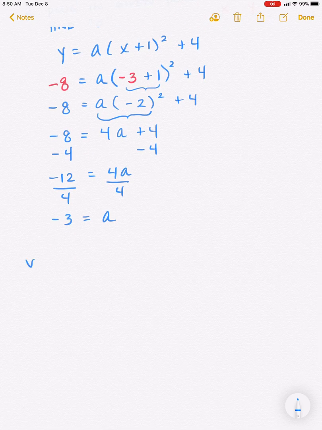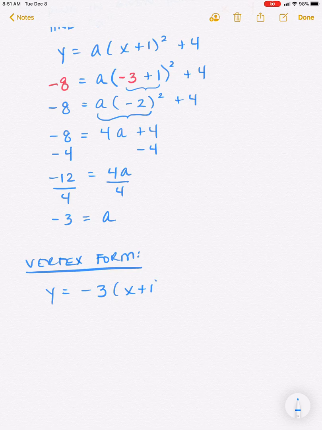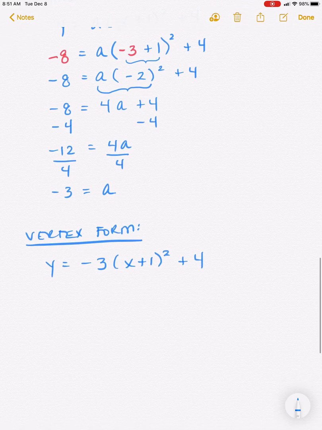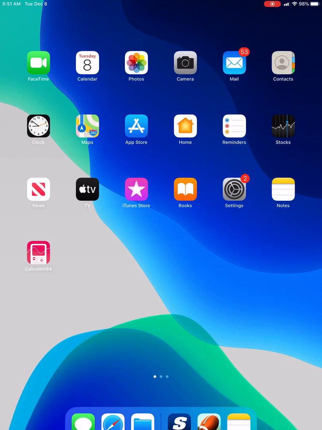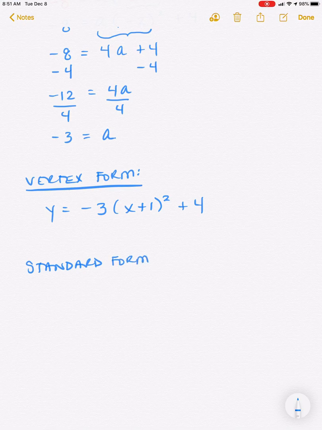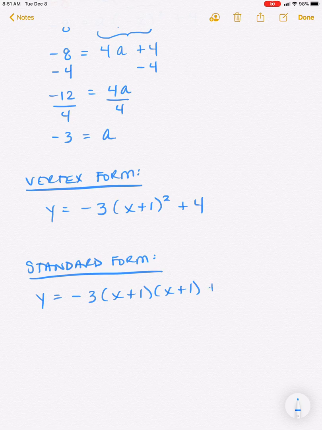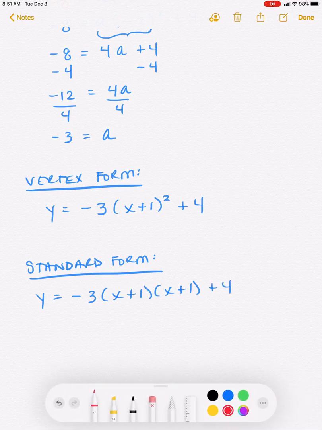So after all that work, here's what we finally get. We get that the vertex form is y equals -3 times (x plus 1) squared plus 4. Okay? Now, how do we get this in standard form? Well, to write it in standard form, you still do all the same steps we just did, but what you're going to do is expand it out, and we're going to multiply this out. To get it in standard form, I'm going to make a quick note: you are going to multiply out the vertex form. Okay? So let's go ahead and multiply this and see what happens.